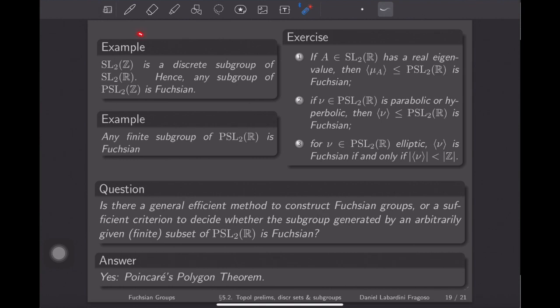Some kind of obvious example: SL2Z is obviously discrete. Its entries really cannot accumulate, because convergence in R4 is equivalent to convergence coordinate by coordinate. So this one is discrete, and this is the prototypical example of a Fuchsian group. Finite subgroups are of course Fuchsian. They are of course discrete.